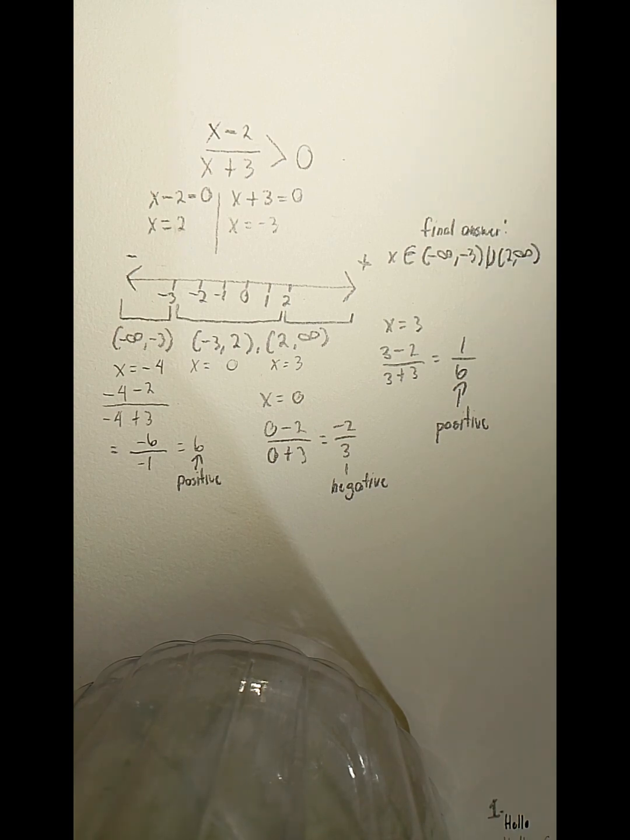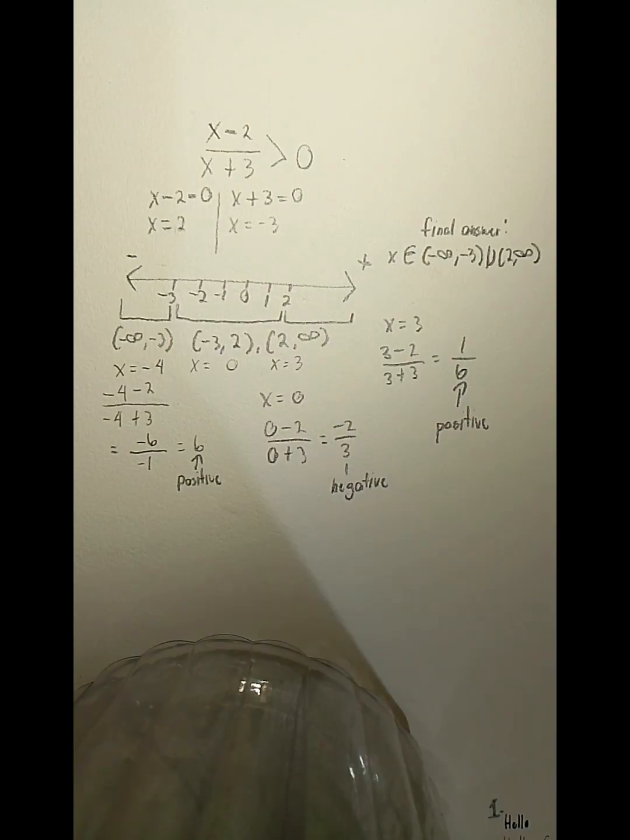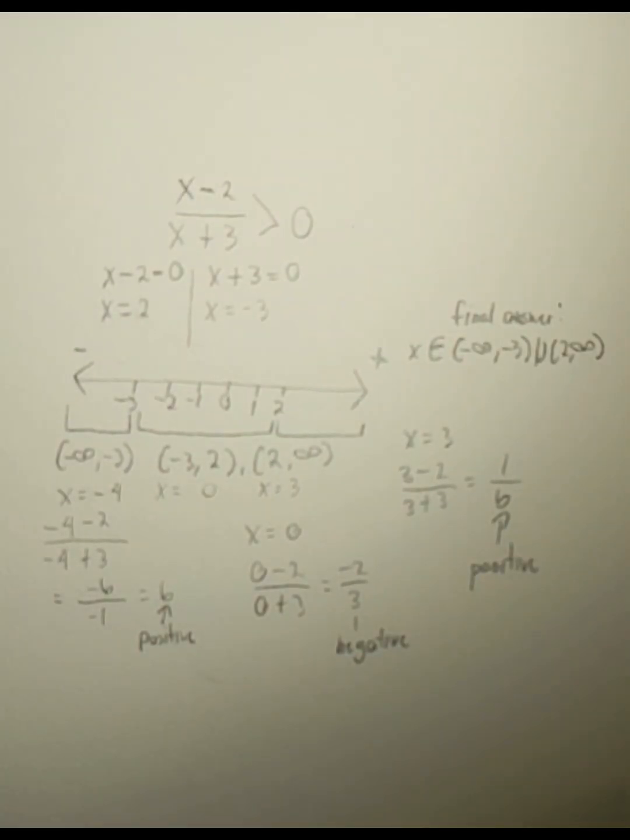and there you have it. That's how you solve a rational inequality. We successfully solved (x - 2) over (x + 3) is greater than 0.